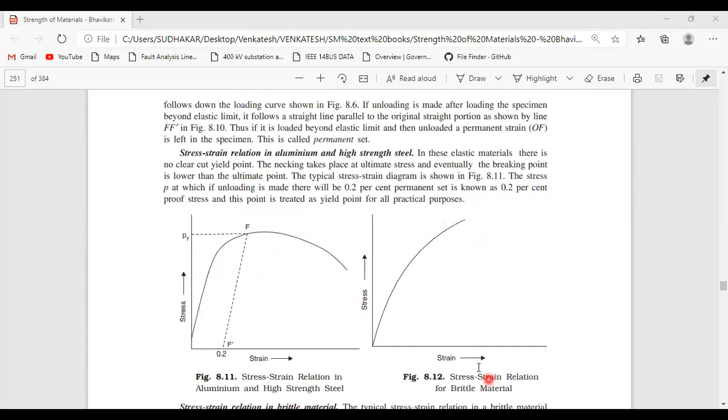So in brittle materials, there is only elasticity. There is no plasticity. So for a brittle material, the graph will be like this, the curve is like this one. And in the case of tensile or ductile materials, the graph will be like this one. Okay.